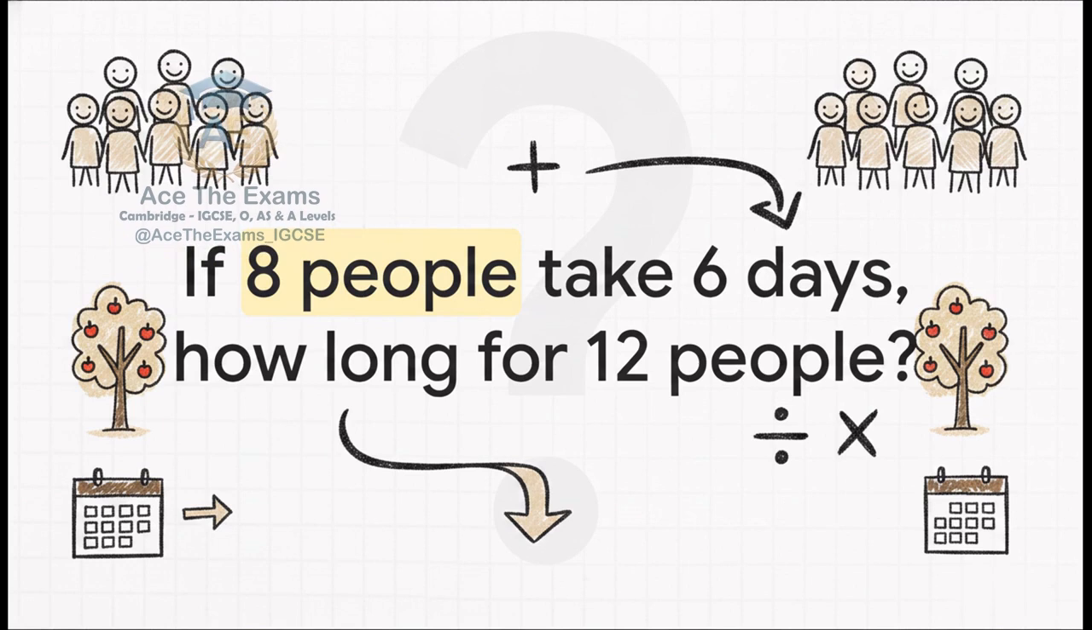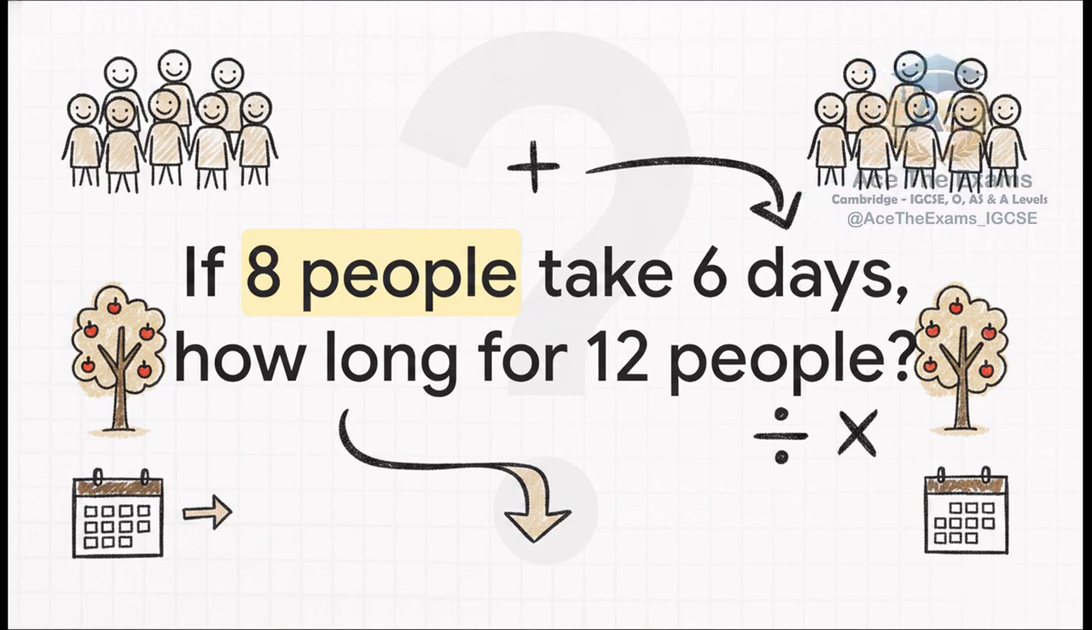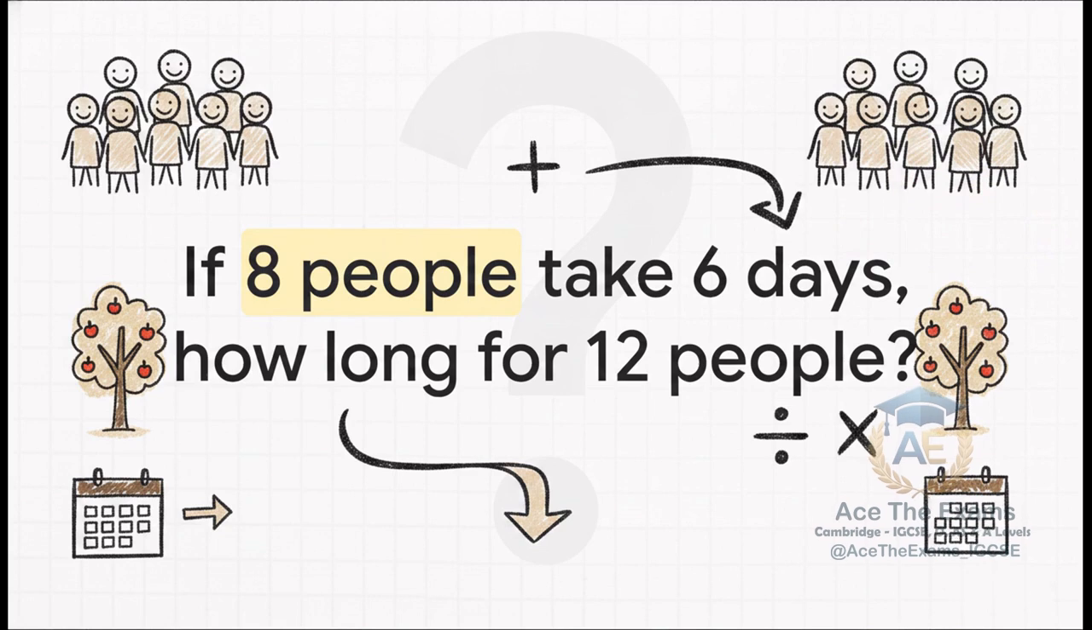Look at this question. If 8 people can pick apples from an orchard in 6 days, how long is it going to take 12 people? I really want you to visualize this. Think about the relationship. We're bringing in more workers. If we increase the number of hands on deck, the time it takes to finish the job literally has to shrink, right? More hands, less time. That's the essence of inverse proportion.